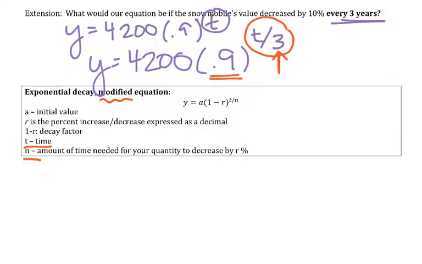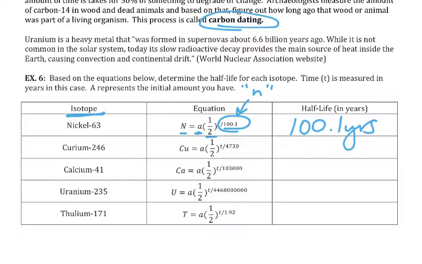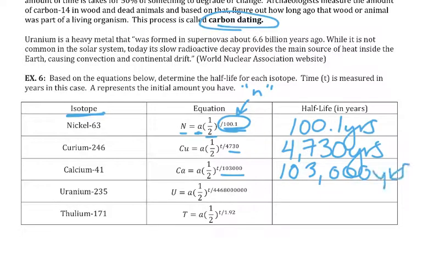So when we go back to here, the amount of time needed for your quantity to decrease by half, or by whatever R is, we can see how often it's decreasing by half looking at that value. So when we look at curium, we can tell curium's half-life, or the amount of time it takes to lose half of it, is 4,730 years. So these elements have really long half-lives. Here for calcium, it is 103,000 years.